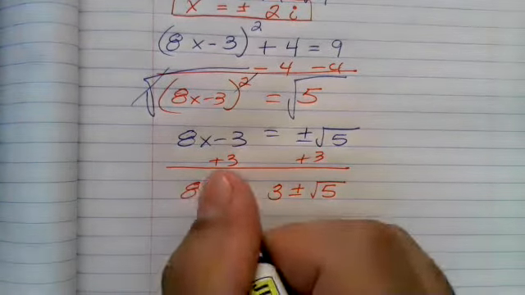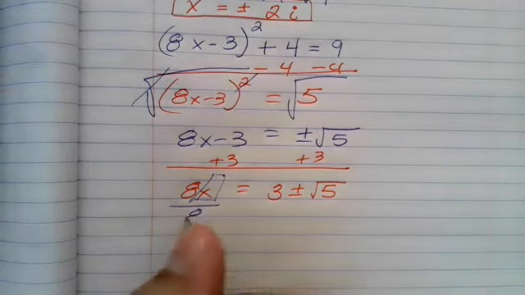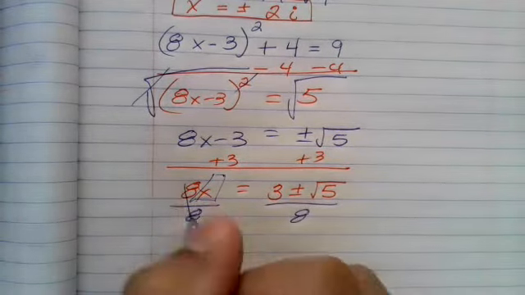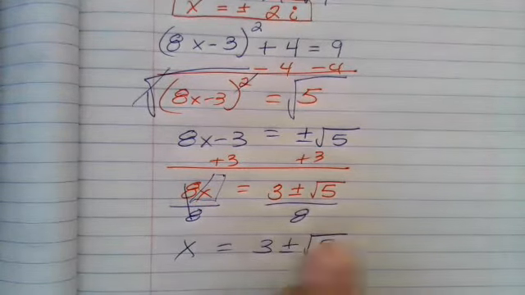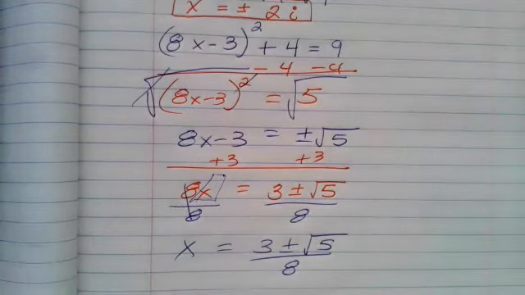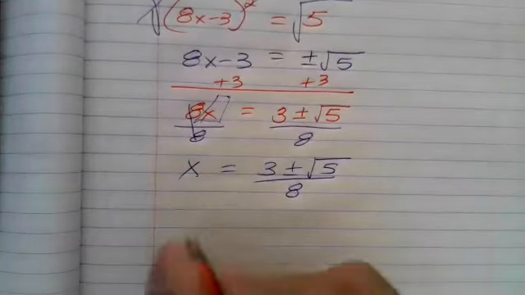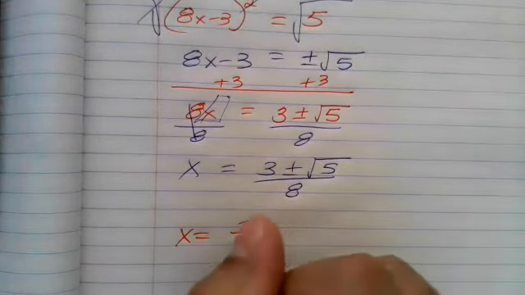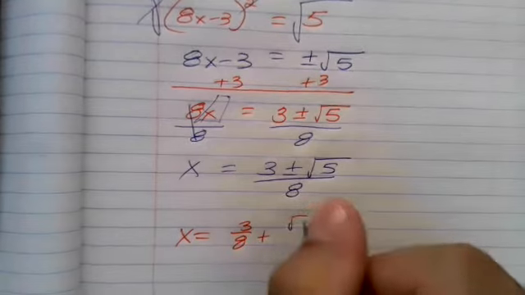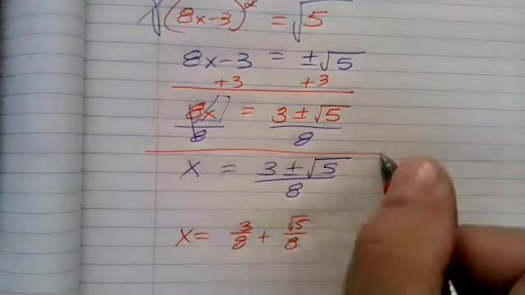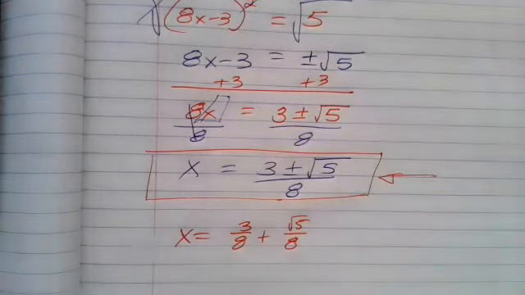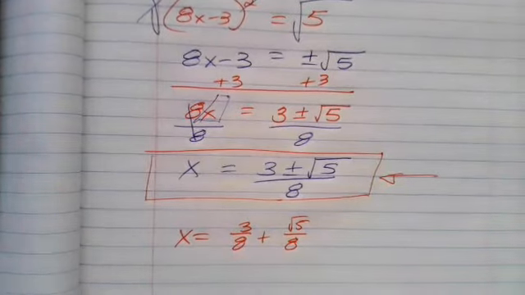I still haven't gotten my x by itself. So I have to divide both sides by 8. So I have x is equal to 3 plus or minus rad 5 over 8. The end. You could also write it as x is equal to 3/8 plus rad 5 over 8, but there's really no reason to do that. That would be your answer.